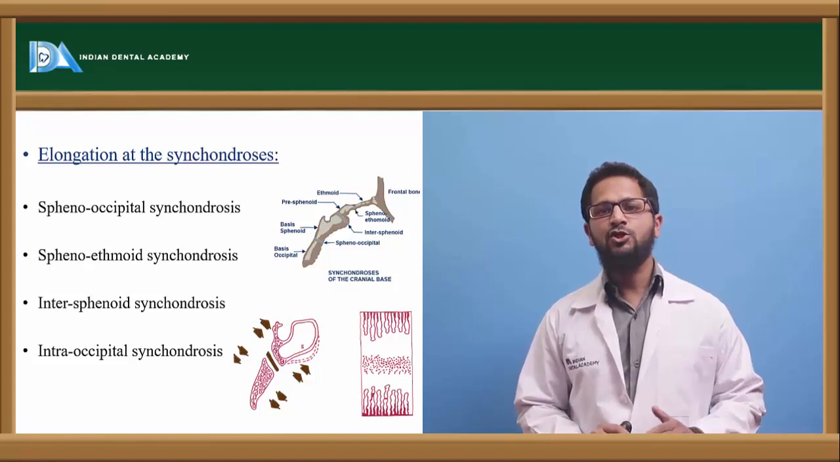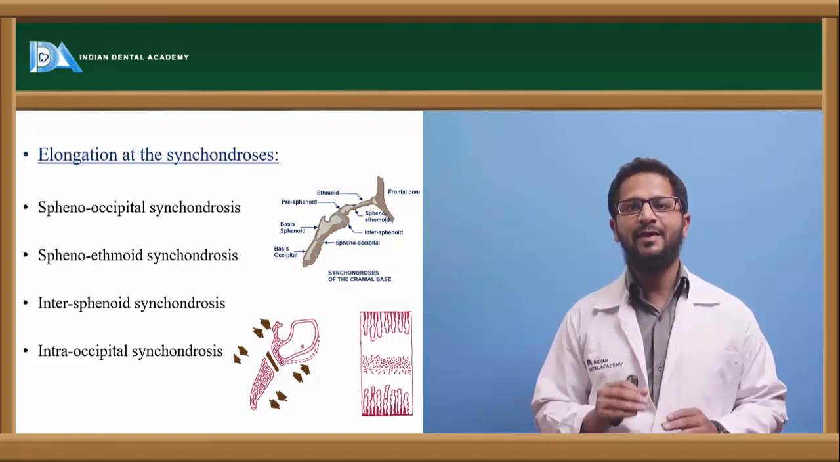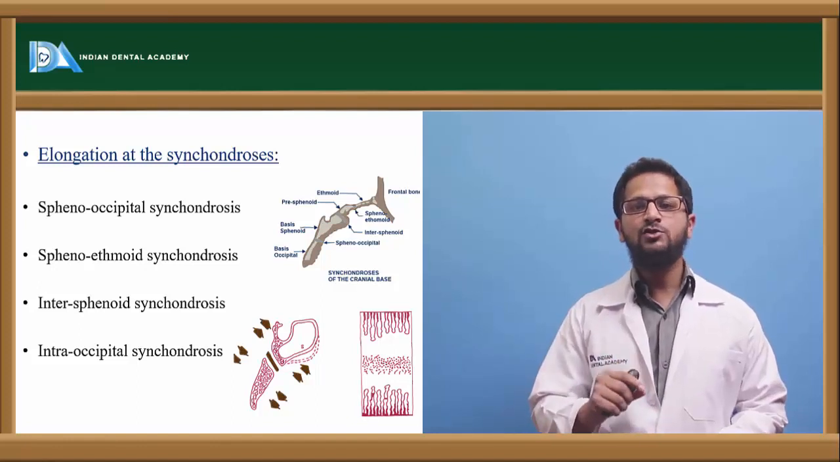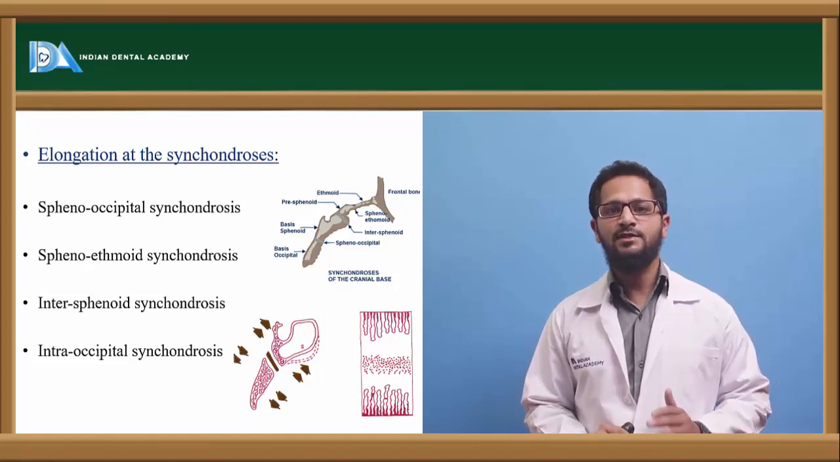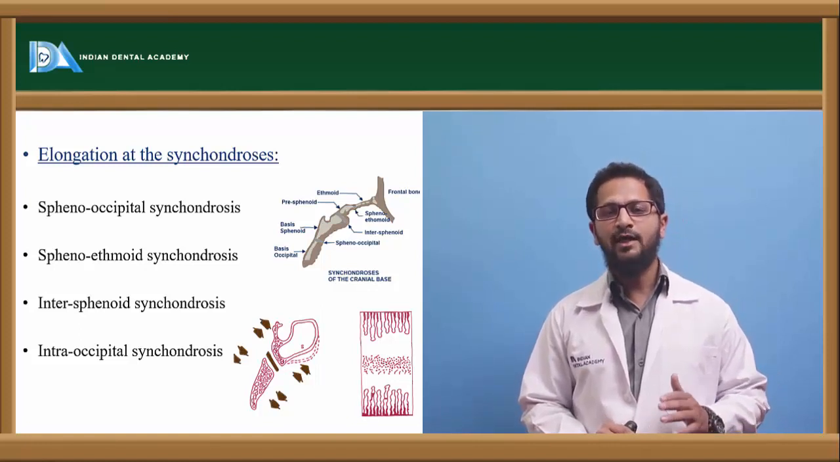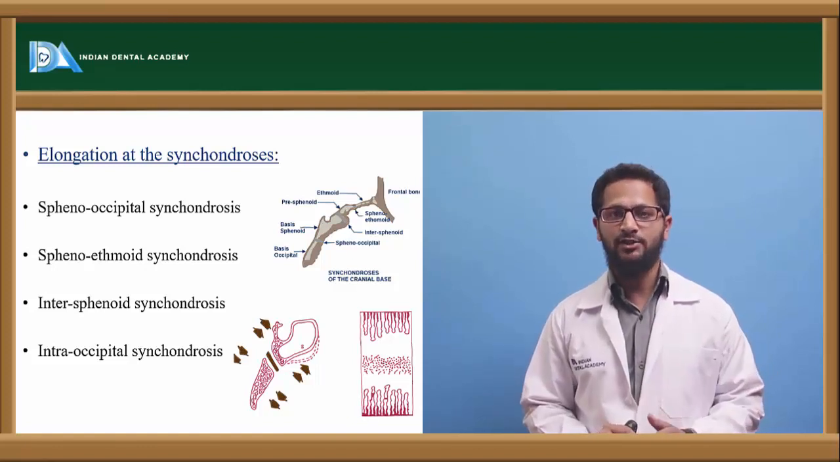The typical structure of this spheno-occipital synchondrosis is two epiphyseal plates which are present back to back with a common zone of reserve cartilage in between them. And this synchondrosis shows growth in a typical upward direction. That means it carries the cranial floor in a forward direction.